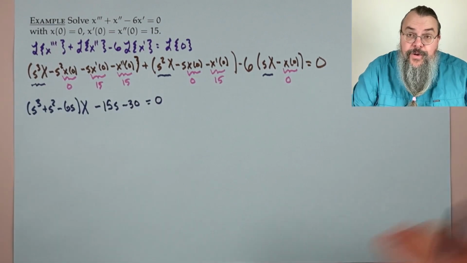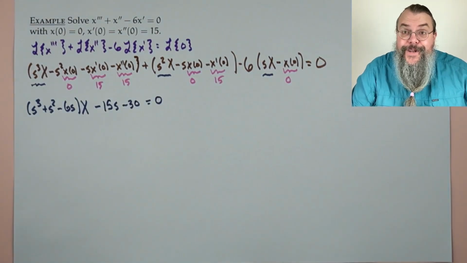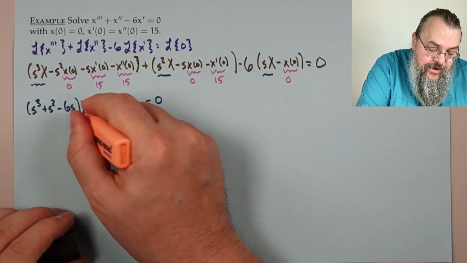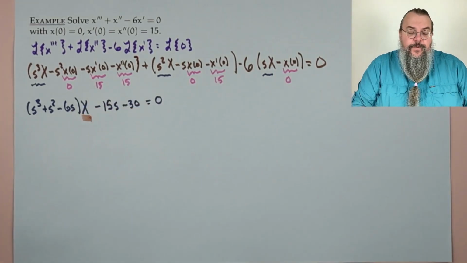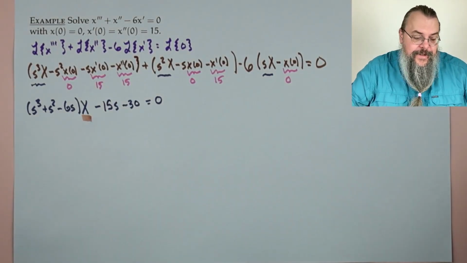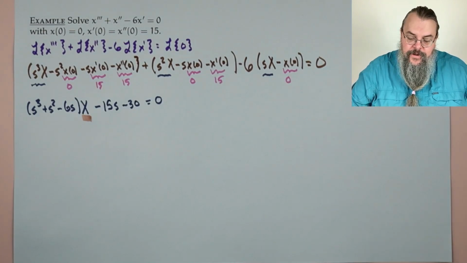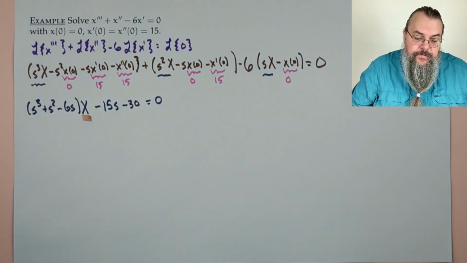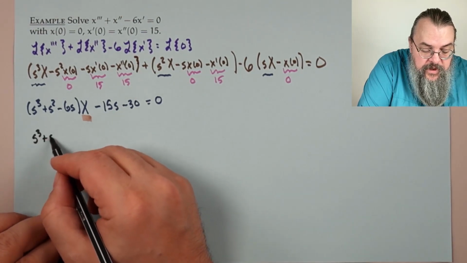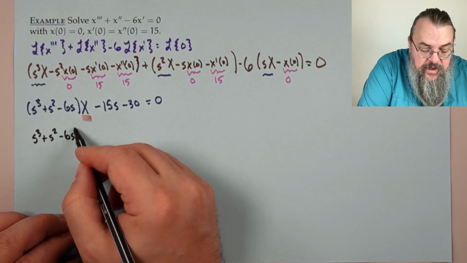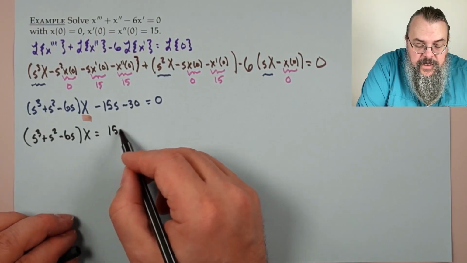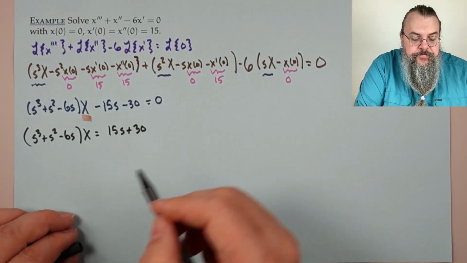Now, the goal, remember, is what are we doing? We're trying to solve for our function capital X. So we're after that. So we're going to move our other pieces across and then divide. All right. Well, so we can say the following. We have s cubed plus s squared minus 6s times x is equal to 15s plus 30.